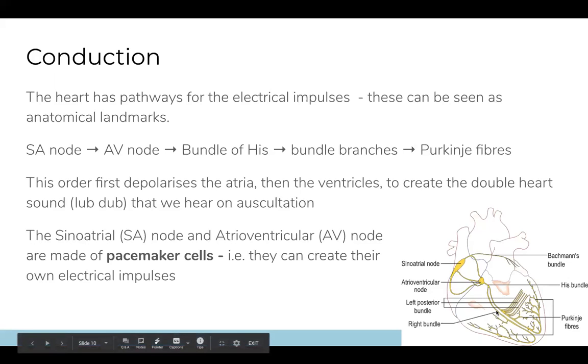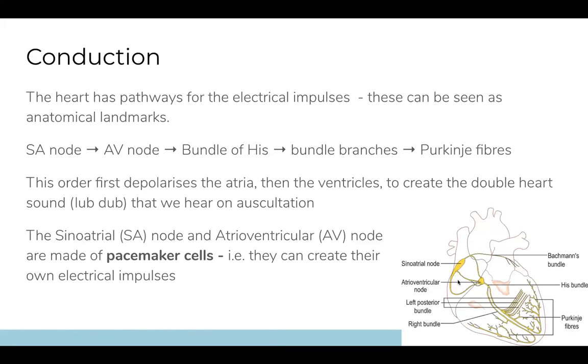And then it splits off into right bundle and left bundle. So your right bundle branches and your left bundle branches. So then they go down, and as you can see, they're making their way up the sides of the heart on the right and the left. And then when it gets here, they are called Purkinje fibers. So SA node, AV node, bundle of His, bundle branches, Purkinje fibers. Yes.